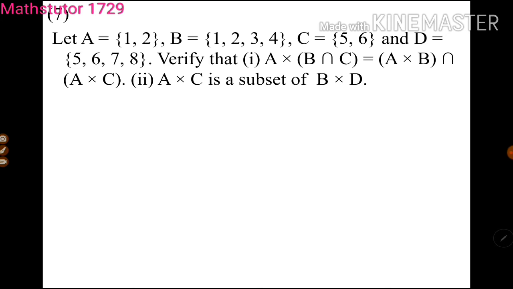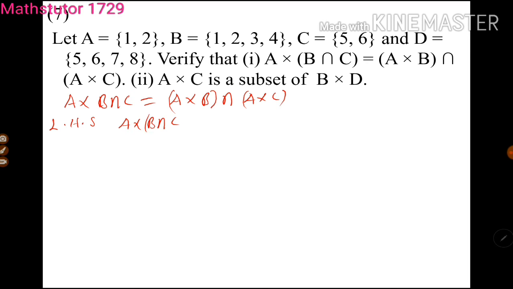Let A be equal to set 1 comma 2 and B equal to set 1 2 3 4, C equal to 5 comma 6 and D equal to 5 6 7 8. Verify that A cross B intersection C is equal to A cross B intersection A cross C, and also A cross C is a subset of B cross D. Now verify the LHS. Now verify A cross B intersection C is equal to A cross B intersection A cross C. Now first take the LHS, A cross B intersection C.